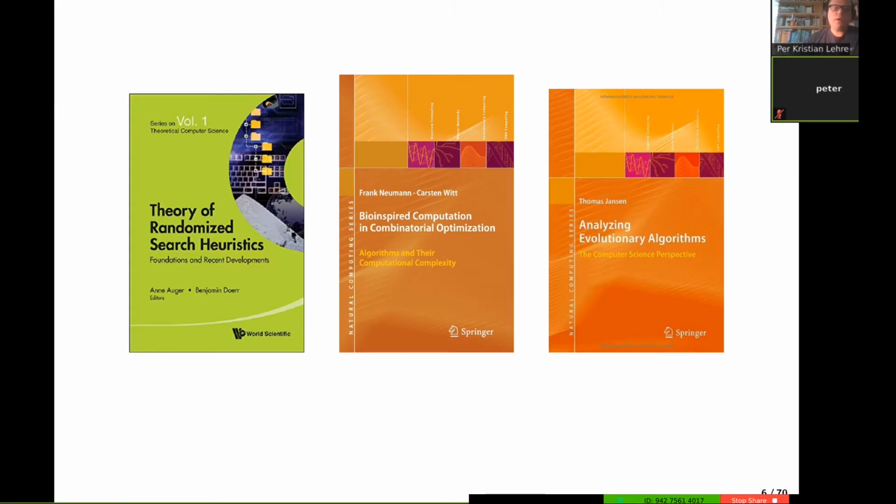Okay, so this is a fairly well established area. There've been several books written on this topic. This green book here is now a bit old, so there's a new version recently published. There's also a book by Neumann and Witt, which focuses more on combinatorial optimization problems. And there's also a book by Thomas Jansen on analyzing evolutionary algorithms.